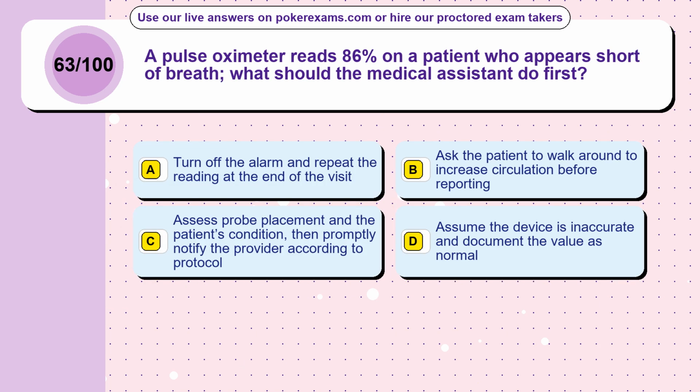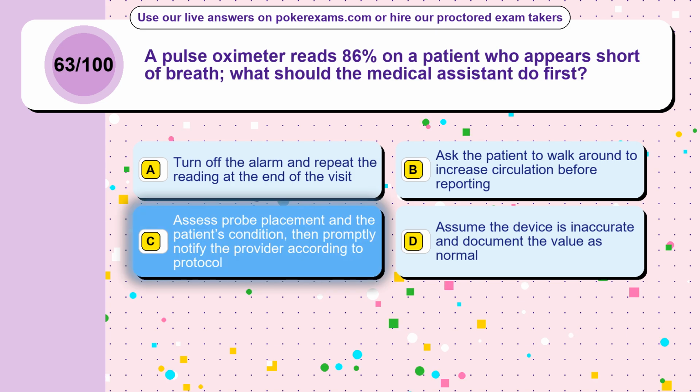Question 63. A pulse oximeter reads 86% on a patient who appears short of breath. What should the medical assistant do first? Option A, turn off the alarm and repeat the reading at the end of the visit. Option B, ask the patient to walk around to increase circulation before reporting. Option C, assess probe placement and the patient's condition, then promptly notify the provider according to protocol. Option D, assume the device is inaccurate and document the value as normal.